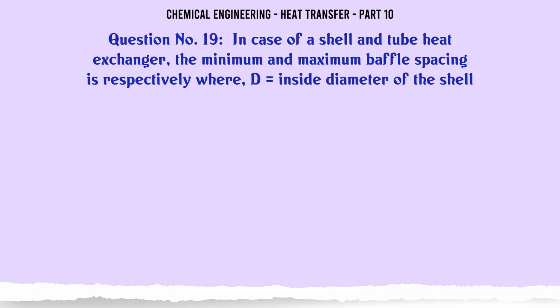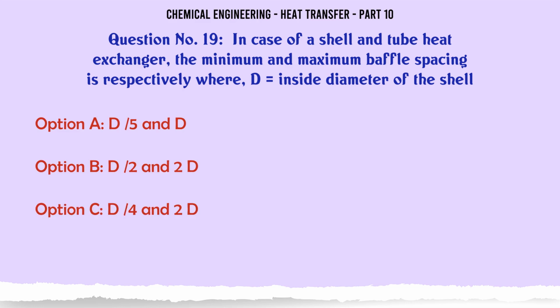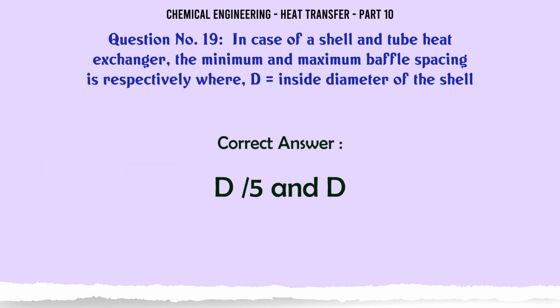In case of a shell and tube heat exchanger, the minimum and maximum baffle spacing is respectively, where D is the inside diameter of the shell: A. D/5 and D. B. D/2 and 2D. C. D/4 and 2D. D. D and 2D. The correct answer is D/5 and D.